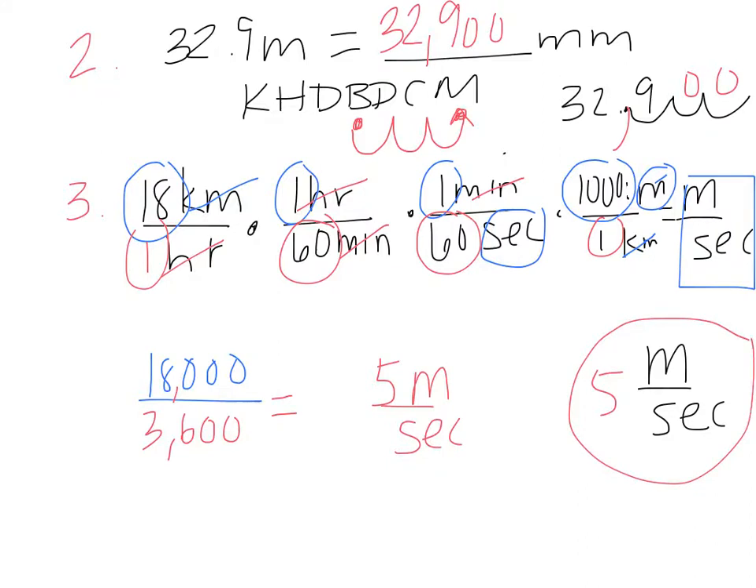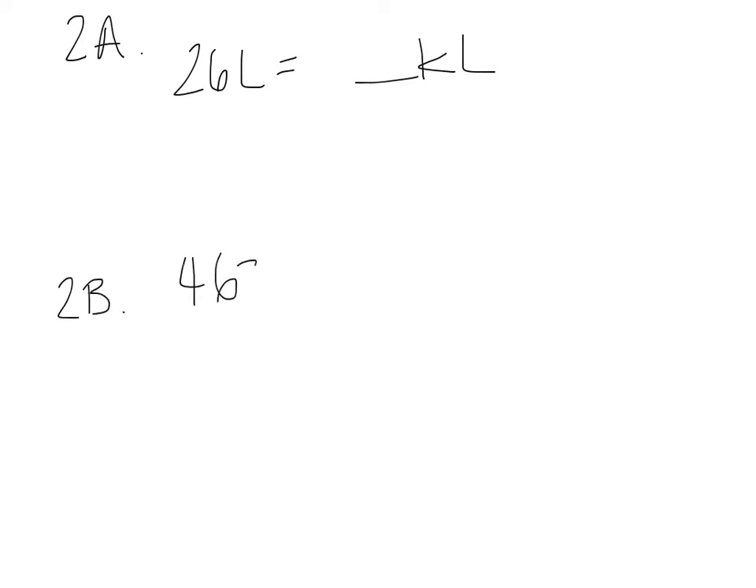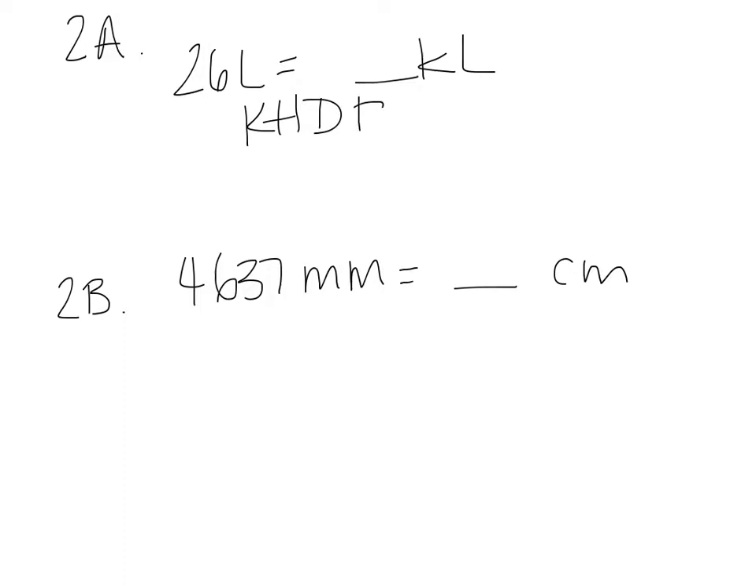All right, now we're going to flip to the back and try these ones. We start with example 2A. We have 26 liters equals how many kiloliters? And then 2B, we have 4,637 millimeters equals how many centimeters? I'm going to do the first one with you, and then I'm going to have you do the second one by yourself. King Hector died by drinking chocolate milk.